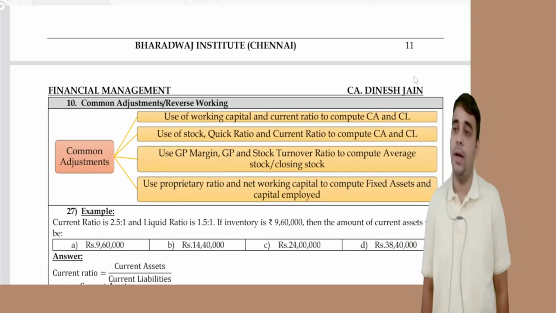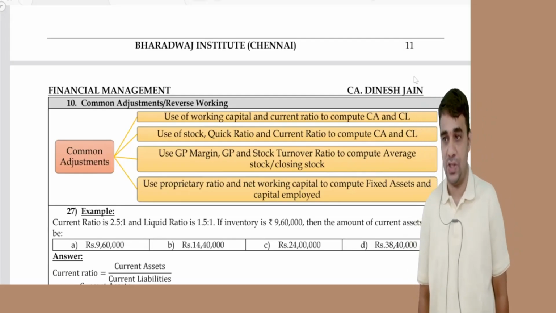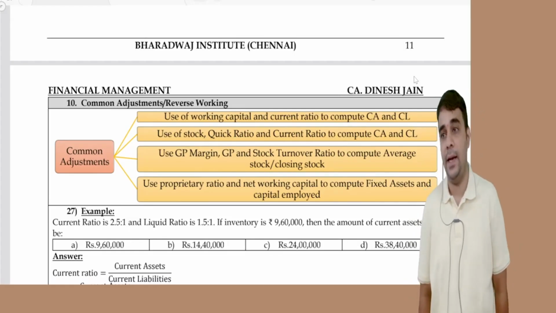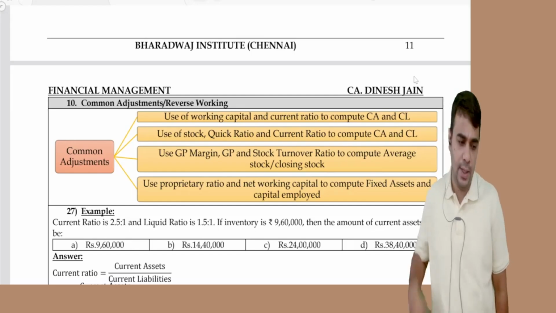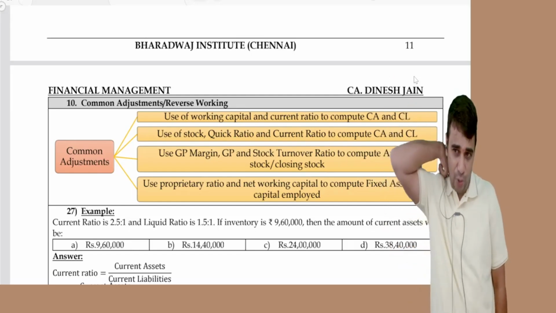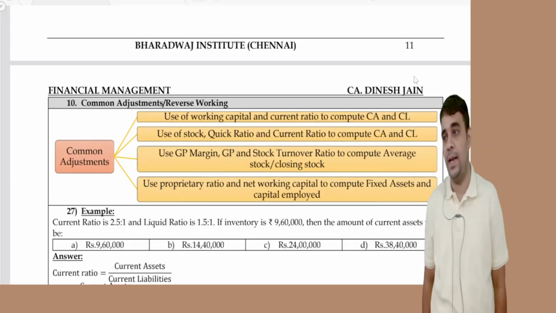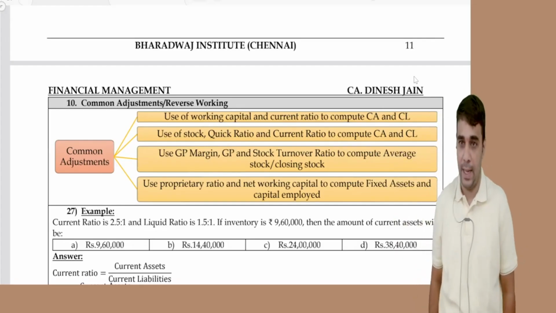Then we learned proprietary ratio, which is proprietor funds, which is debt plus equity plus preference divided by total assets, and debt to total assets ratio. In all of this, the meaning of debt can be total debt, long term debt, or total debt plus the outside liability, which is called total outside liability.